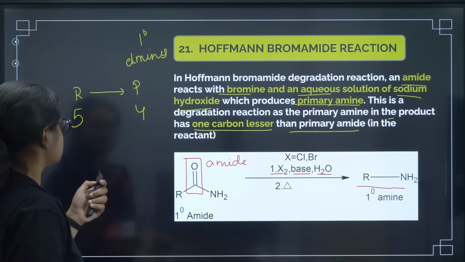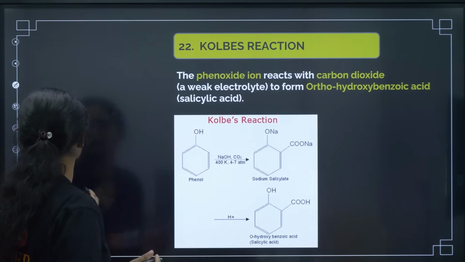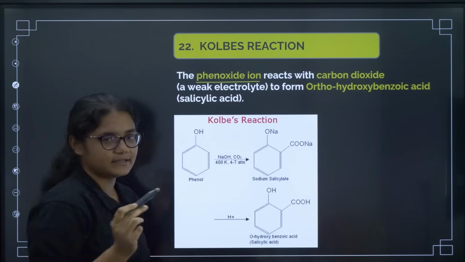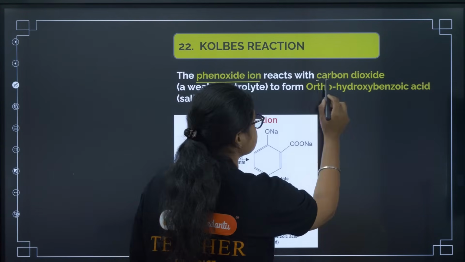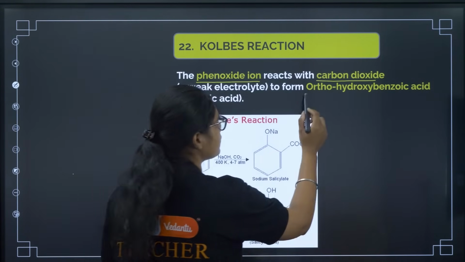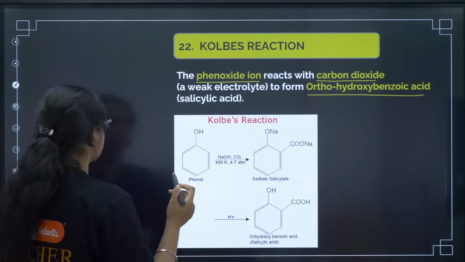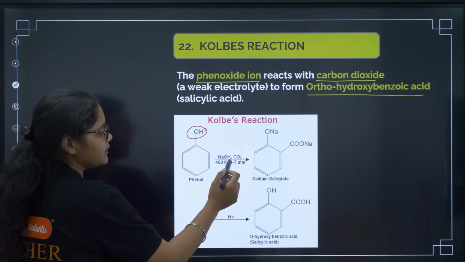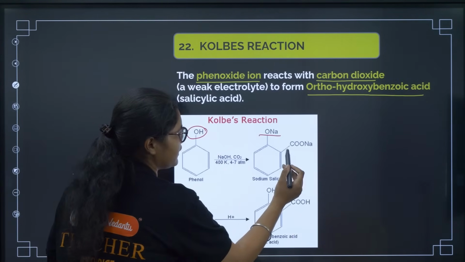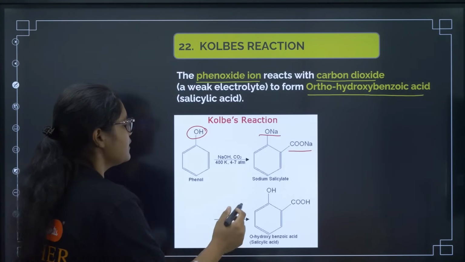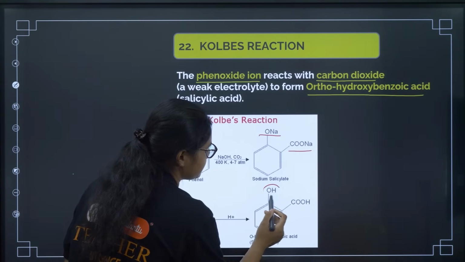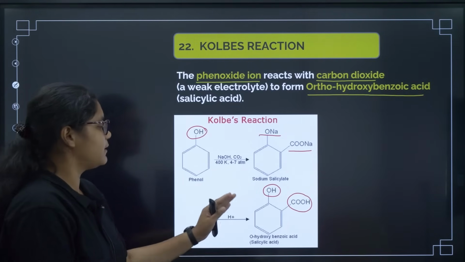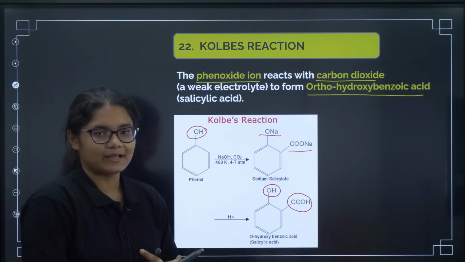Okay, now let us see the next reaction, Kolbe's reaction. So this is also an important one. First of all, phenoxide ion is the reactant, which reacts with carbon dioxide to form ortho-hydroxybenzoic acid. Okay, so let us see the mechanism here a little bit. First of all, phenol is there. When you treat it with NaOH and CO2, this ONa is there and then COONa replacement happens. Then if you just do hydrolysis with H+, you get OH and COOH. Okay, so this compound's common name is very popular. Please remember its common name, that is salicylic acid.